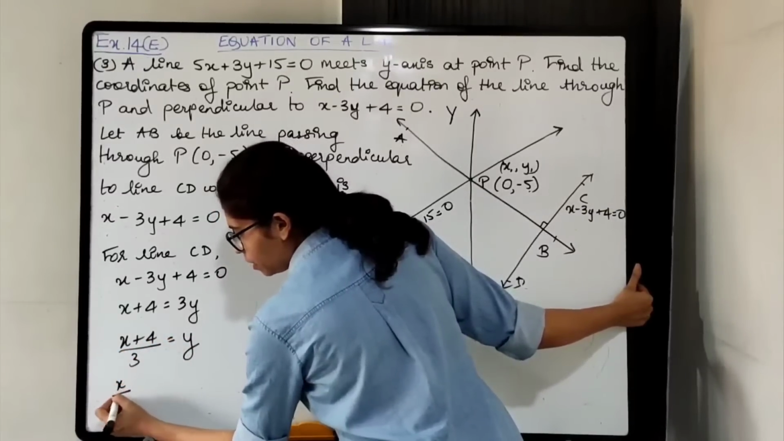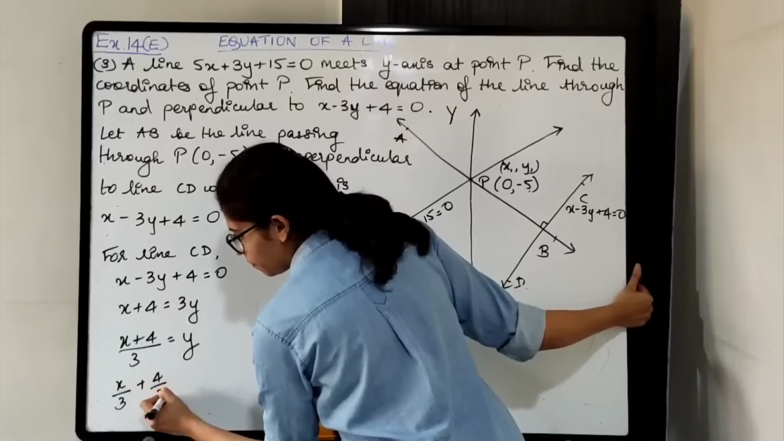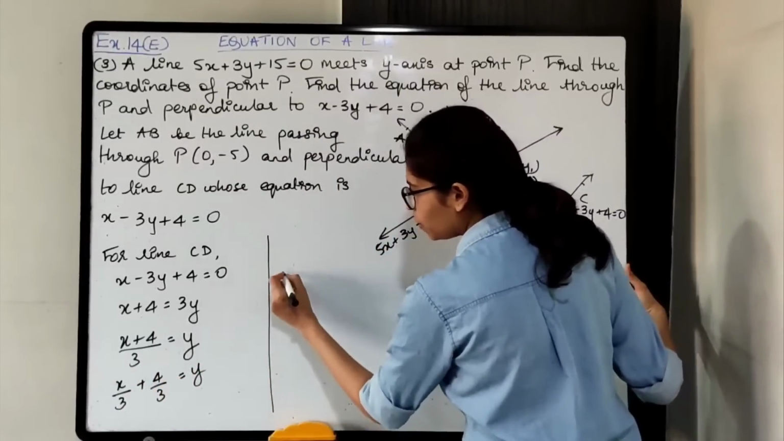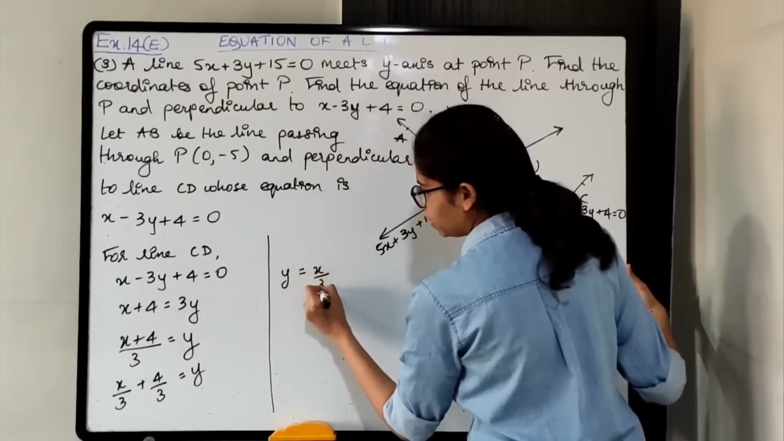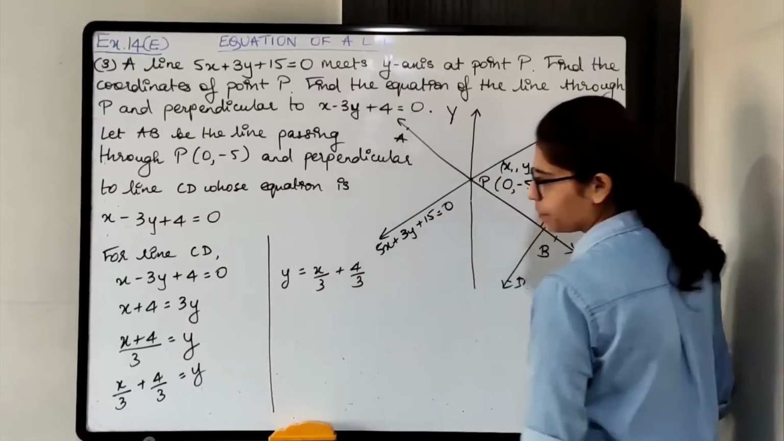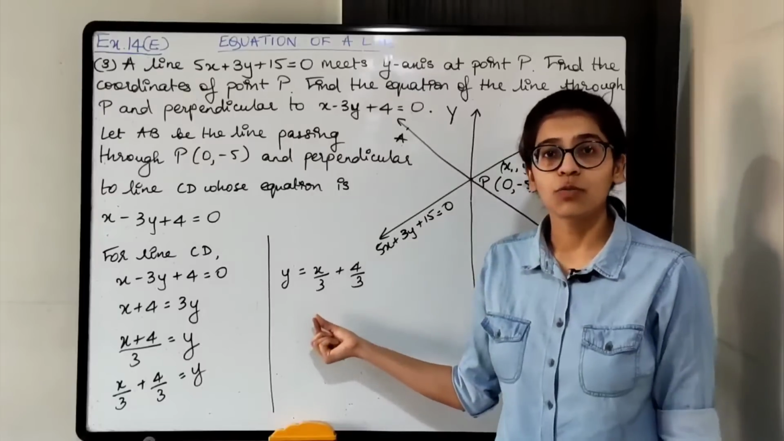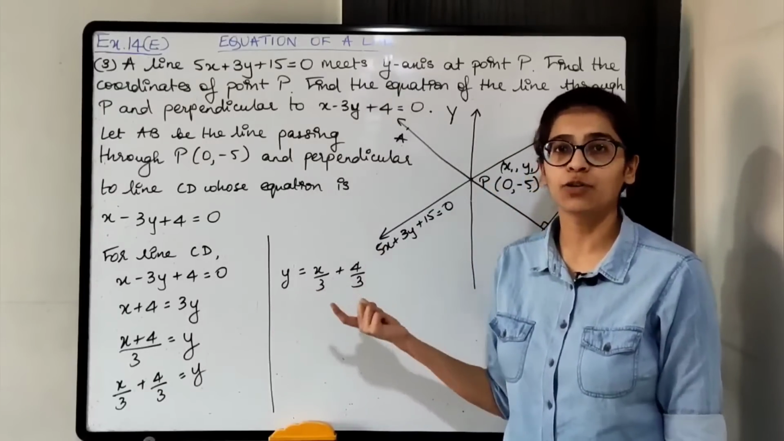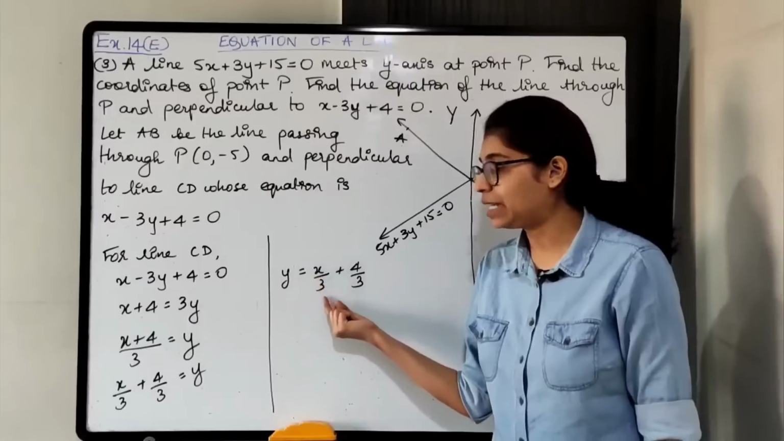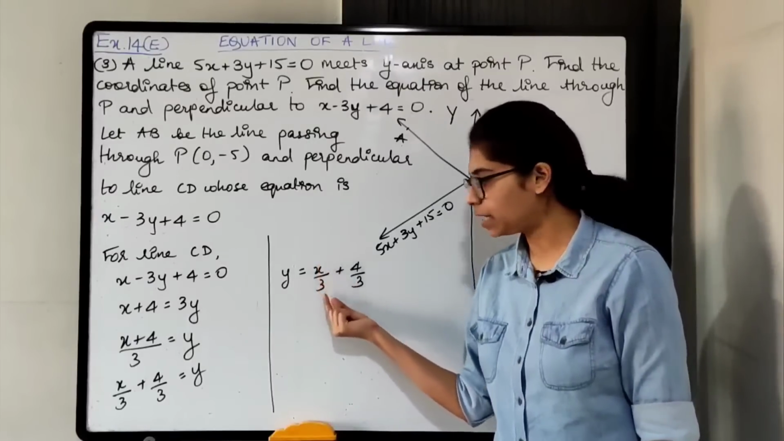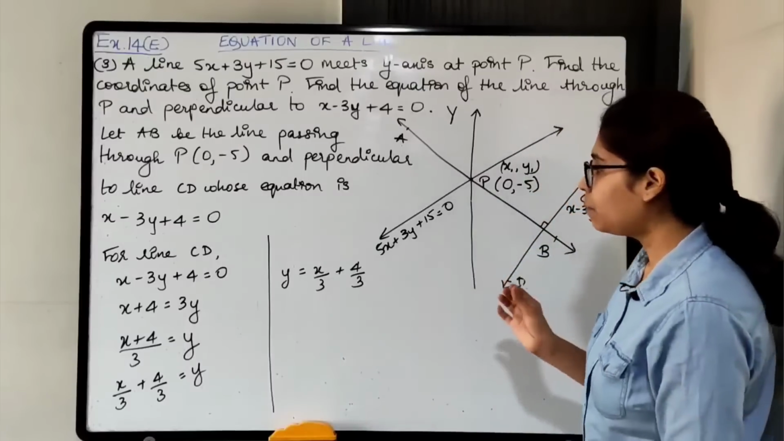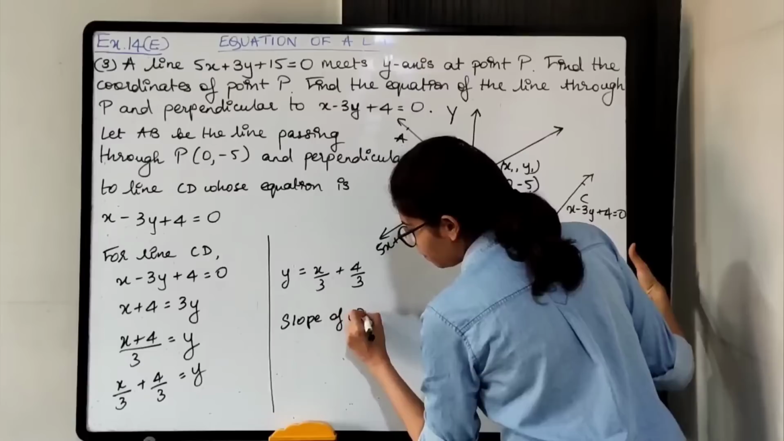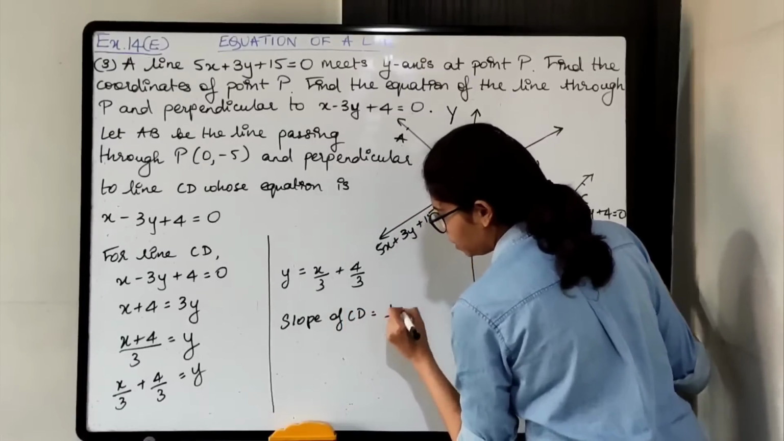We'll separate the denominator. Okay. So switch the sides now. You will get y is equal to x by 3 plus 4 by 3. So what will be the slope over here? Comparing with standard form, y equals mx plus c, what will m be? m will be 1 by 3, right? So m we got. So write down, slope of CD is equal to 1 by 3.